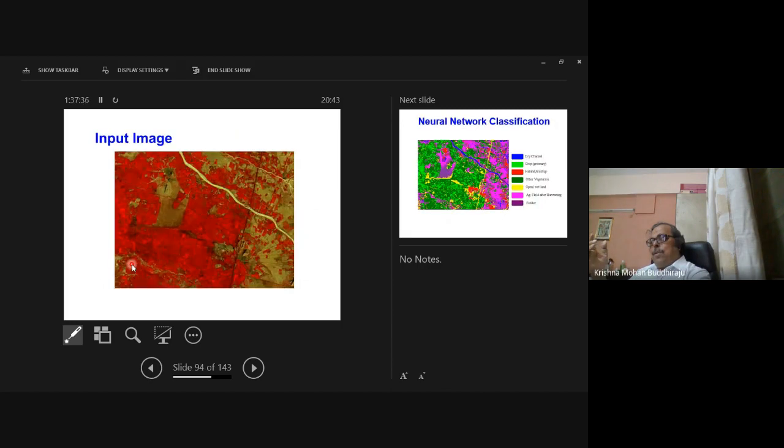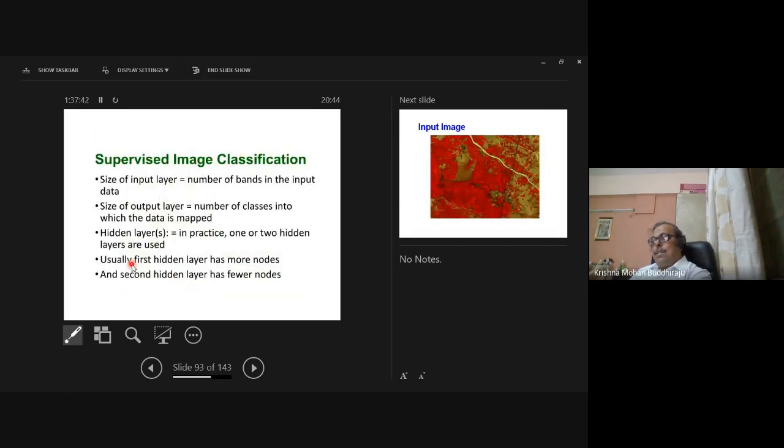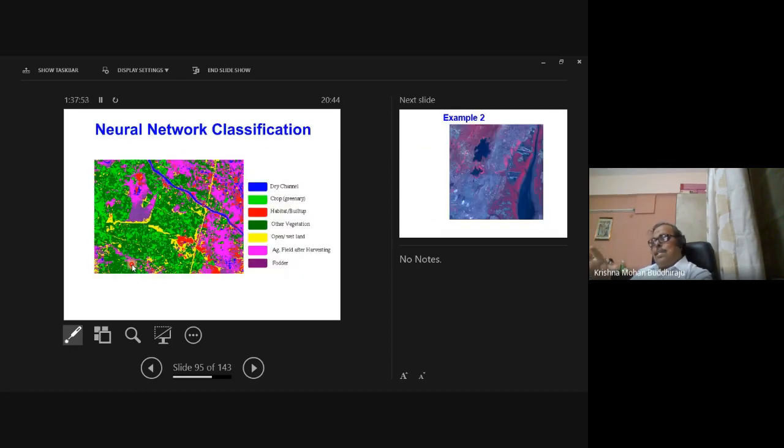Typically you have, for example, an image like this. What inputs do you give? Size of the input layer: how many spectral bands? Size of the output layer: how many classes? How many hidden layers, etc. And you get a nice classification like this.